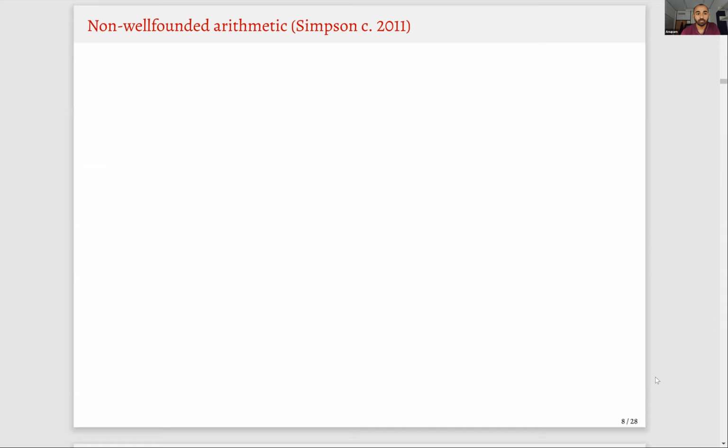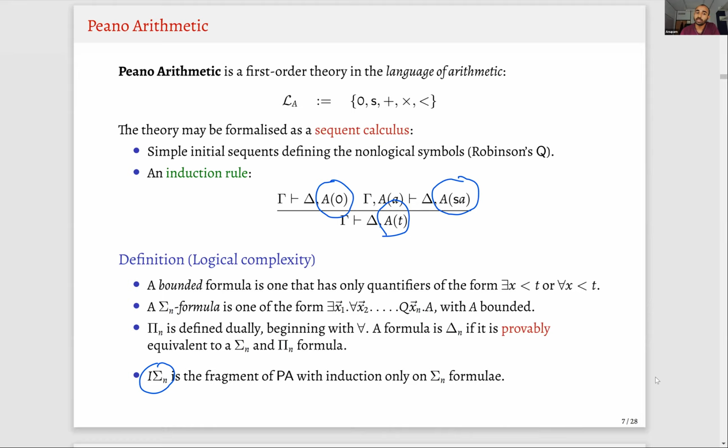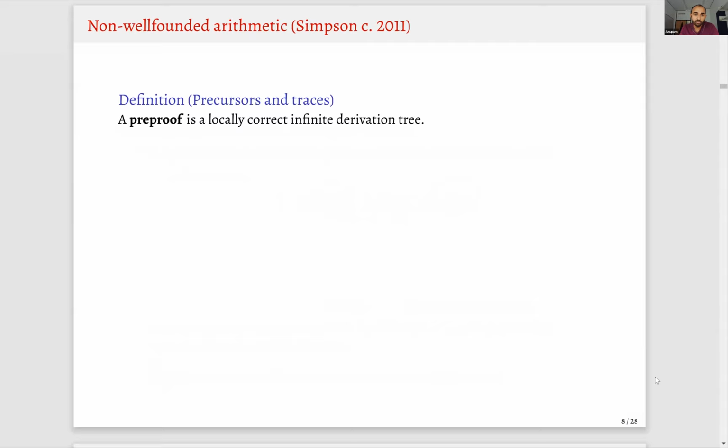So he worked in the same language. He works in the same calculus. But instead of an induction rule, he allows proof structures to be just non-well founded. So a pre-proof is just some infinite derivation tree. Now, when I say infinite, I still mean a binary tree. It can just be infinitely deep. But the point is that it's locally correct. So every local proof rule must be a correct instance of a proof rule.